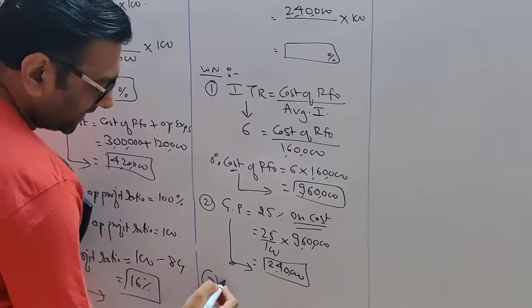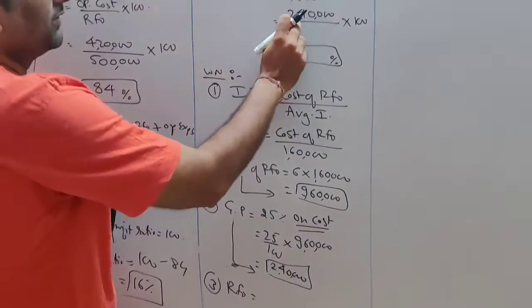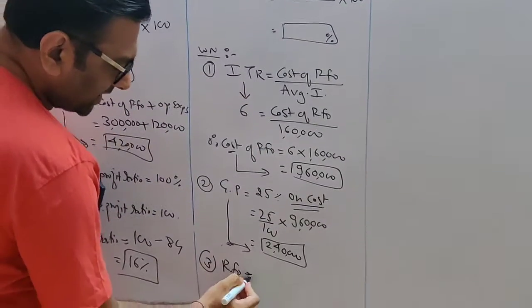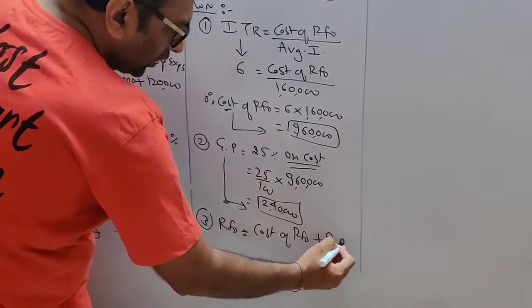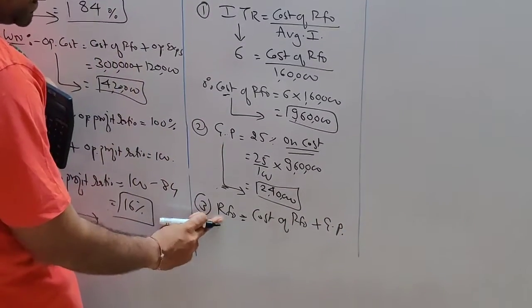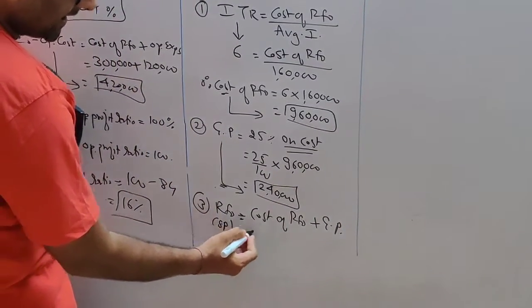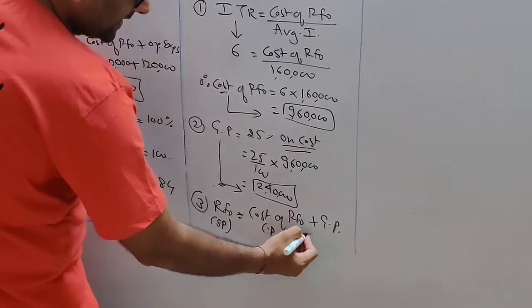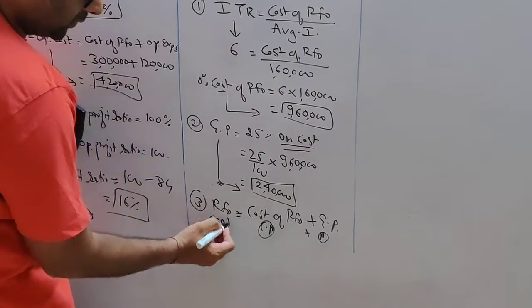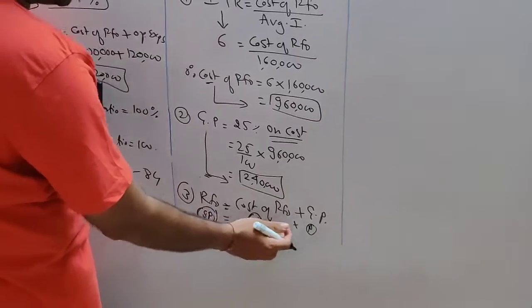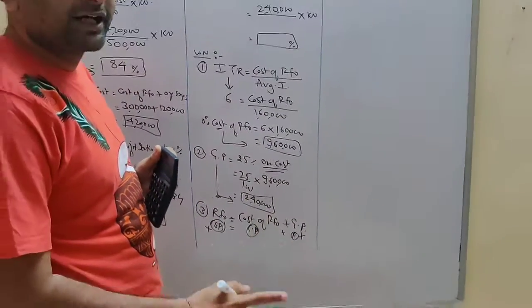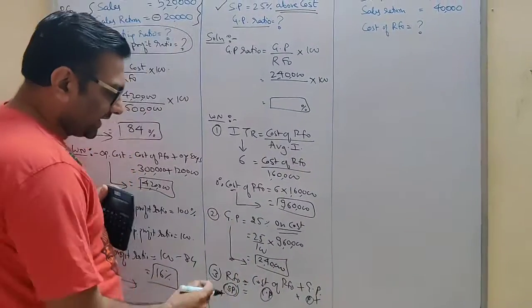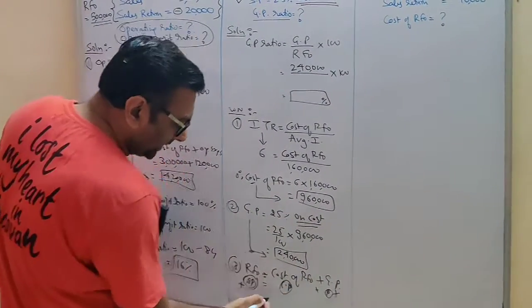Now, third step. RFO we don't know. We need to find it. What is the formula to find RFO? Cost of RFO plus gross profit. Selling price is equal to cost price plus profit. This is the school formula. Don't write this school formula, students. You have to write the ISC level formula. That is RFO, cost of RFO plus profit.